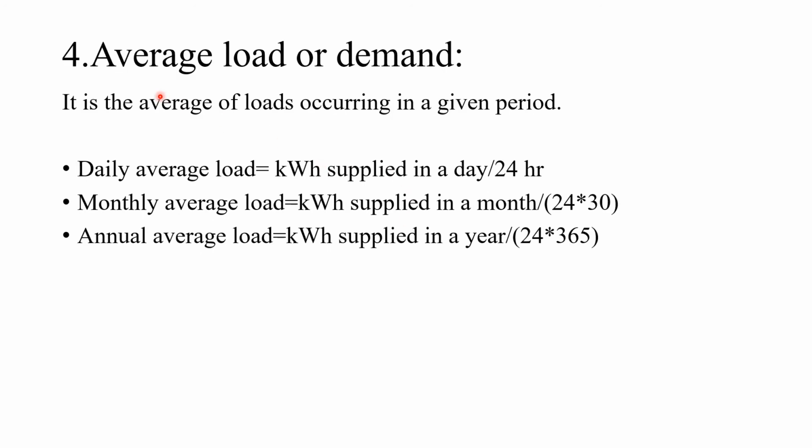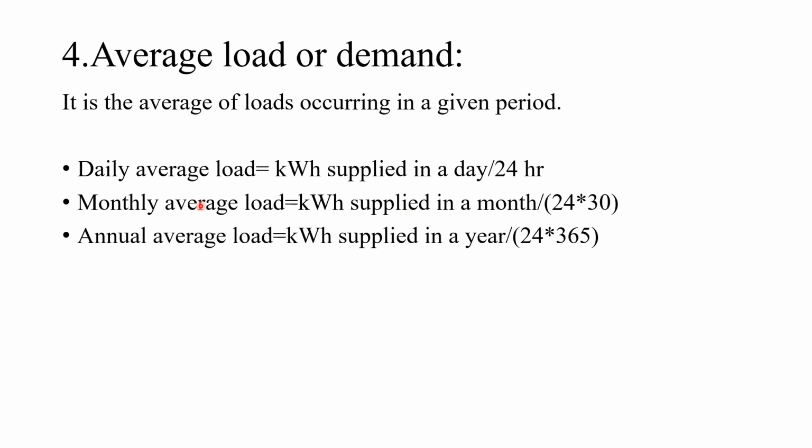The next economical parameter, that is average load or average demand. That is the average of loads occurring in a given period. That can be daily average load or monthly average load or annual average load. So we can calculate the daily average load is equal to kilowatt hour supplied in a day divided by 24 hours.